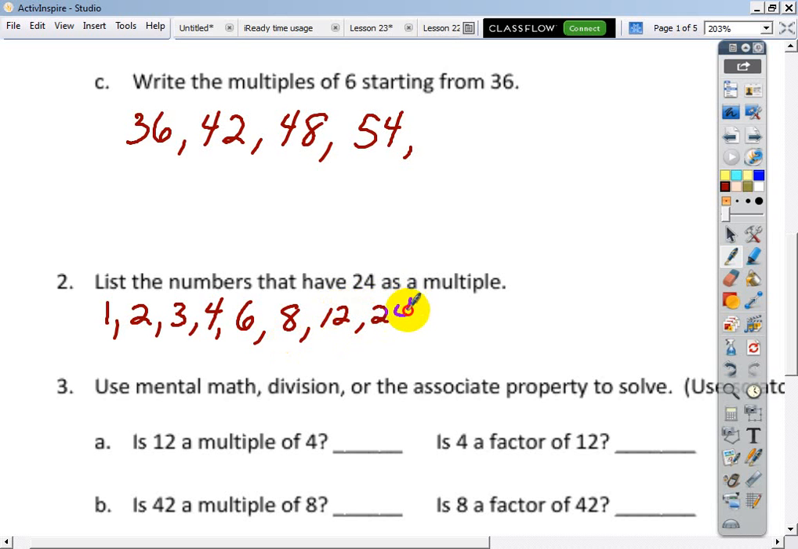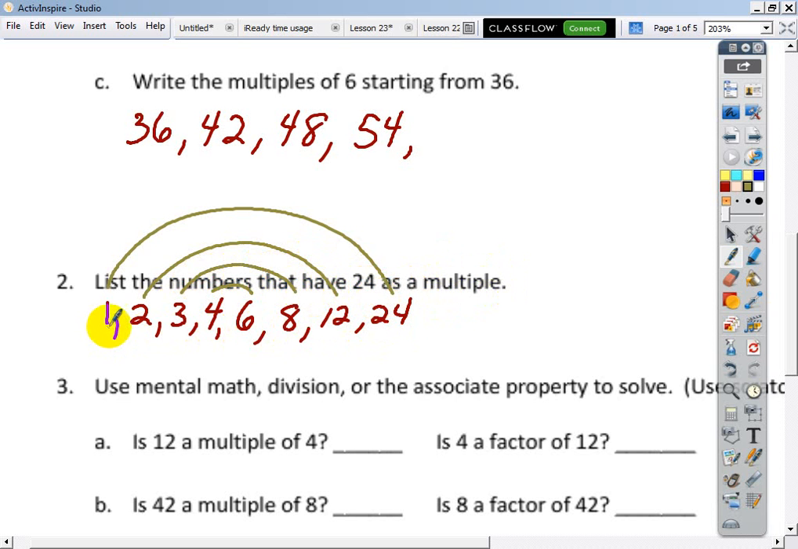Now if you look, I've actually created multiplications that make 24. 1 times 24 is 24. 2 times 12 is 24. 3 times 8 is 24. And 4 times 6 is 24. So all these numbers can get me to 24. List the numbers that have 24 as one of their multiples.